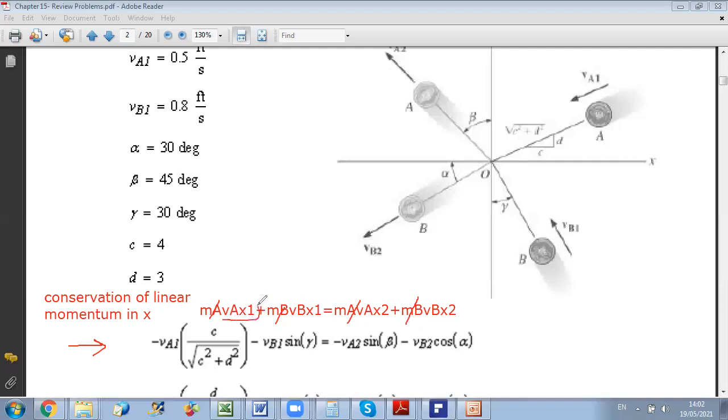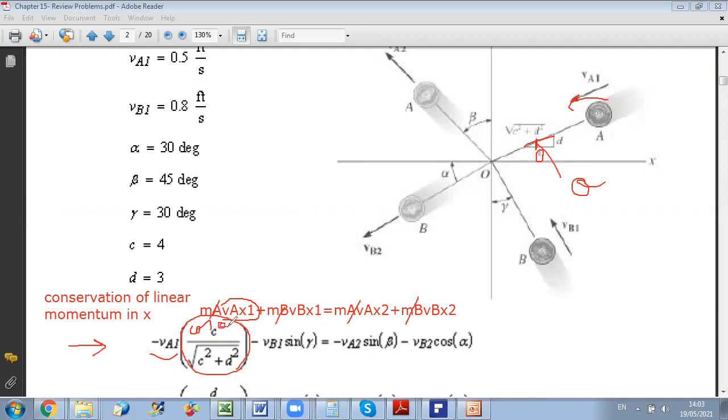What is VAX1? If I go back to the figure, it's a negative component. So it's minus VA1 times what? Cosine of this angle. What is cosine of this angle? It's C over the hypotenuse, which is radical C square plus D square. So if we call this angle theta, this is cosine of theta.